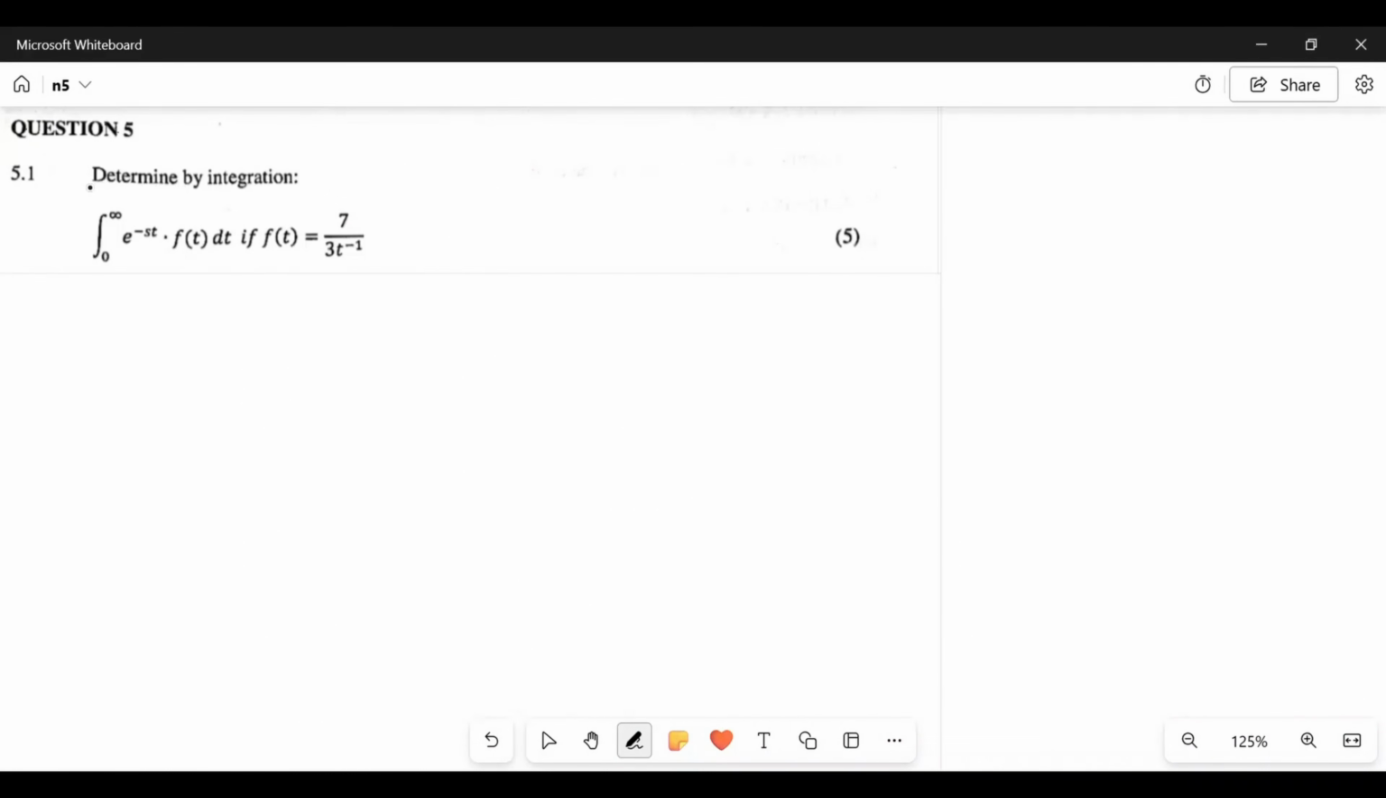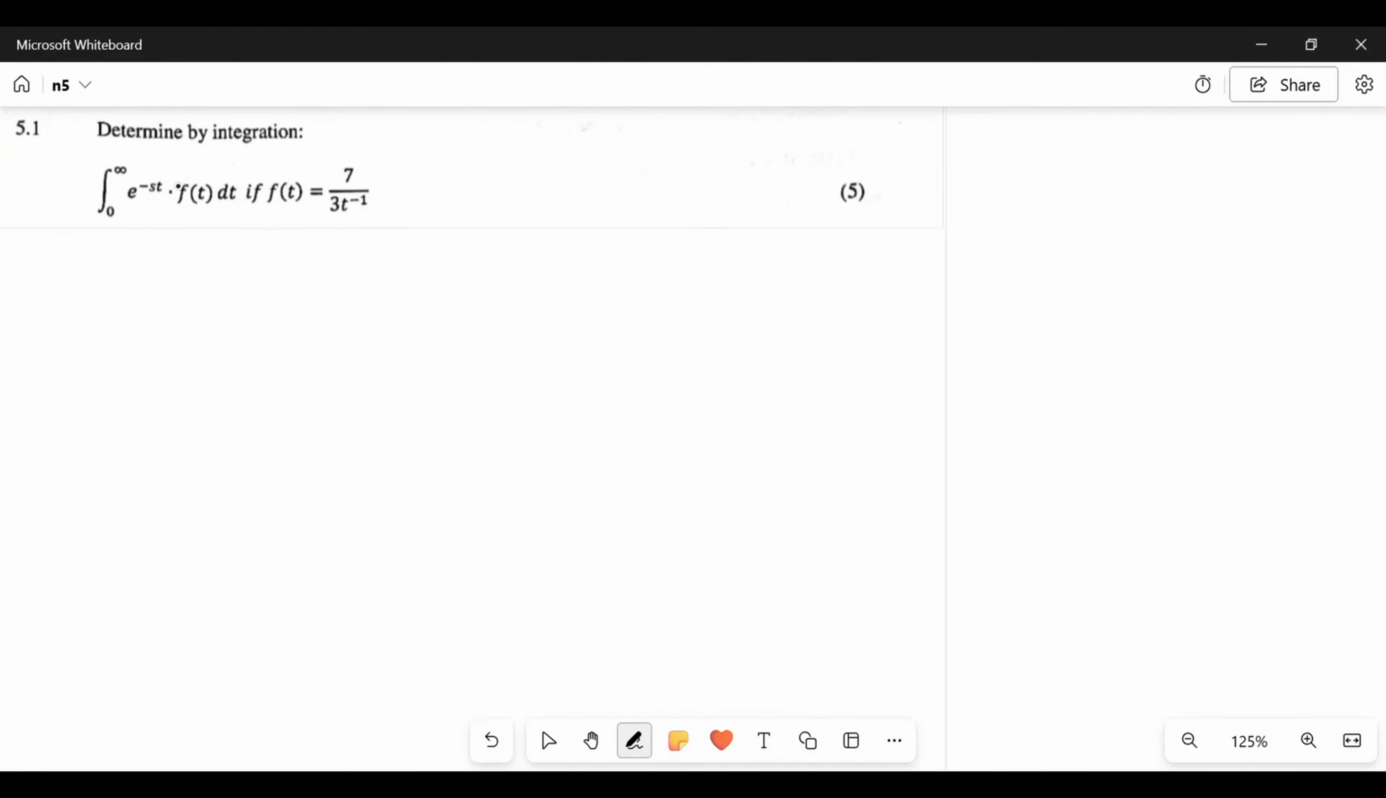Alright, guys, here is our 5.1. It goes like this: determine by integration, sigma with the upper limit of infinity and the lower limit of 0, of e to the power of negative st multiplied by f of t dt, if f of t is equal to 7 over 3 t to the power of negative 1.